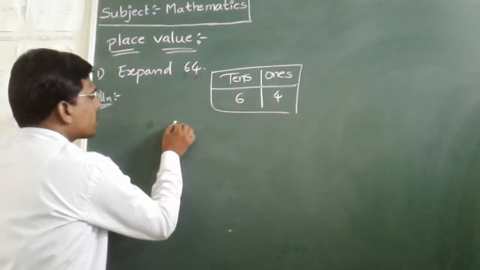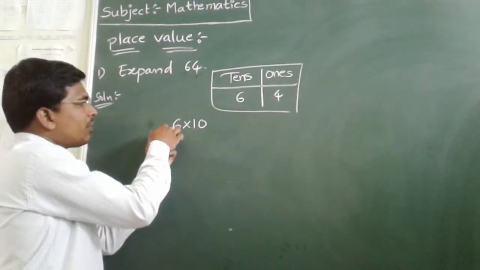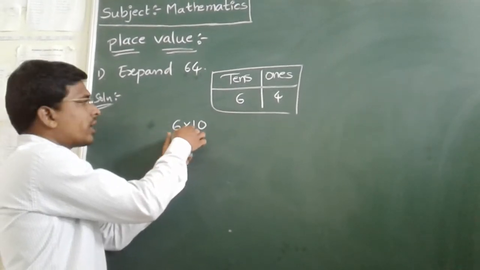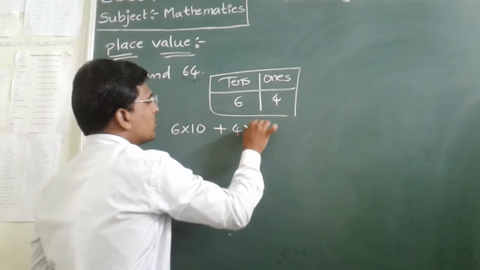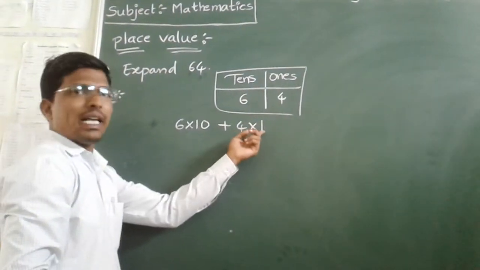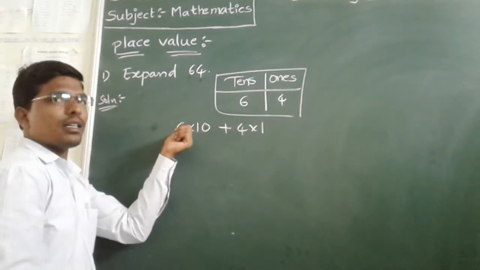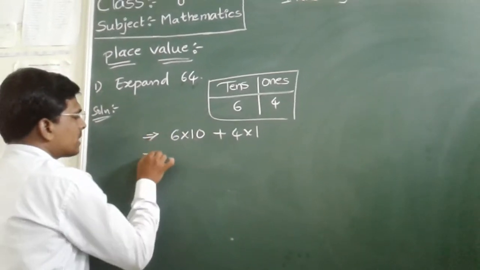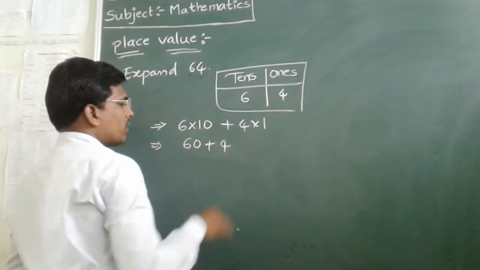So here, how do you expand? 6 into 10. The number is 6 and its place value is tens position. Place 4 into 1. 1 is the place value, 4 is the number. Here 10 is the place value and 6 is the number. So 6 into 10 is 60, and 4 into 1 is 4.